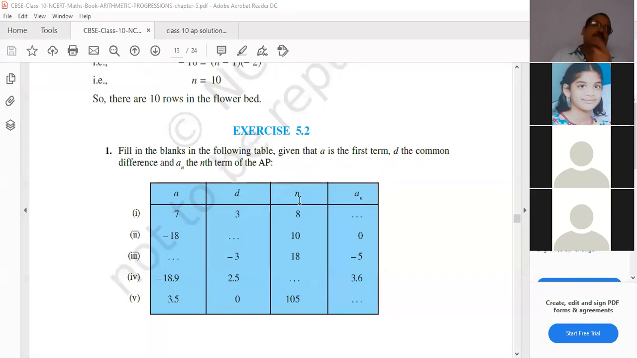Otherwise, if you ask the question in this way, find the sum of the first 20 terms of an AP, which formula will you use? Sum of the first n terms. Yes, good. Sum of first n terms means you have to use the SN formula.